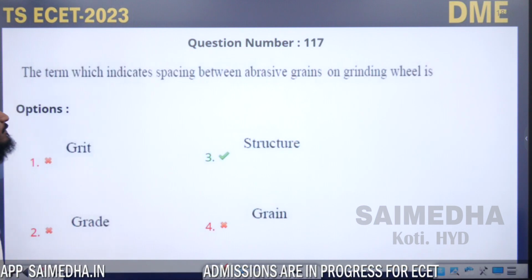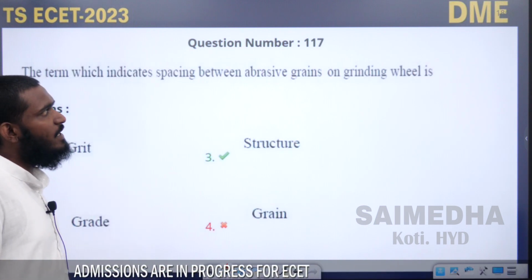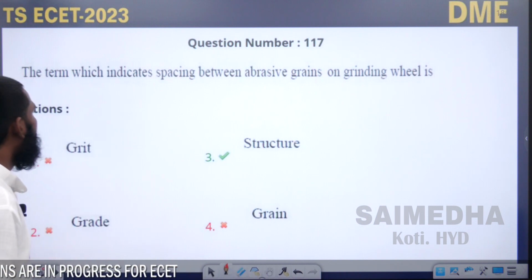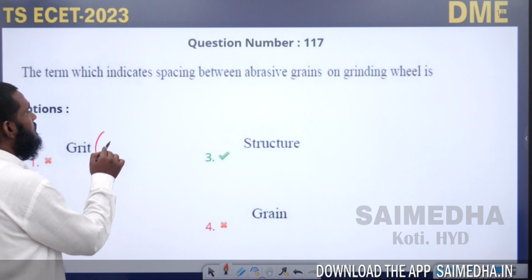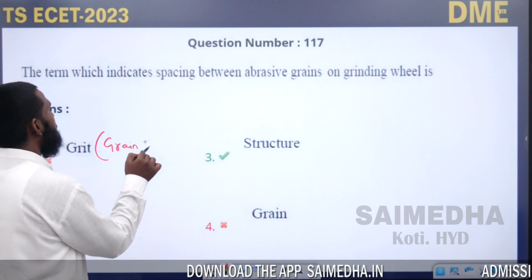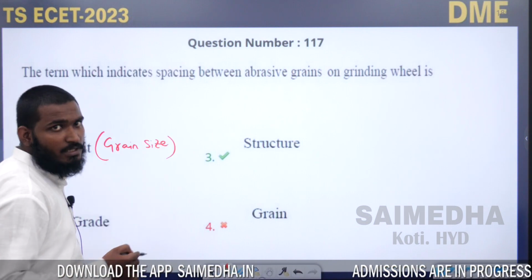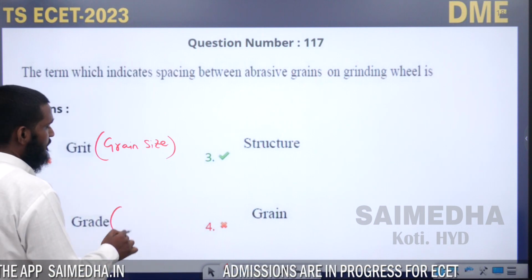Now next, the term which indicates a spacing between abrasive grains on a grinding wheel is: grit, grade, structure, grain. Now what is the meaning of grit? It is related to grain size. Now what is the meaning of grade?